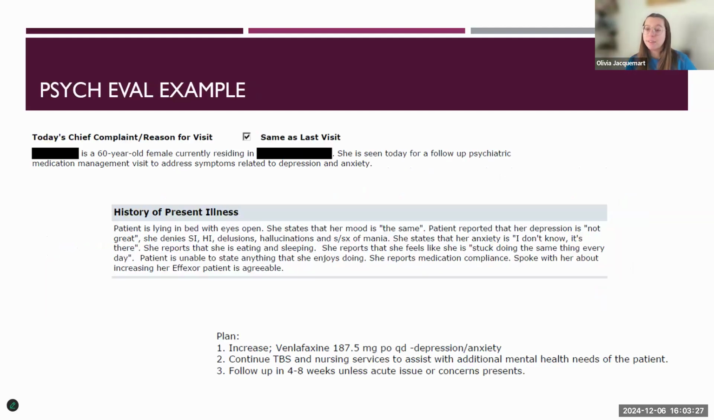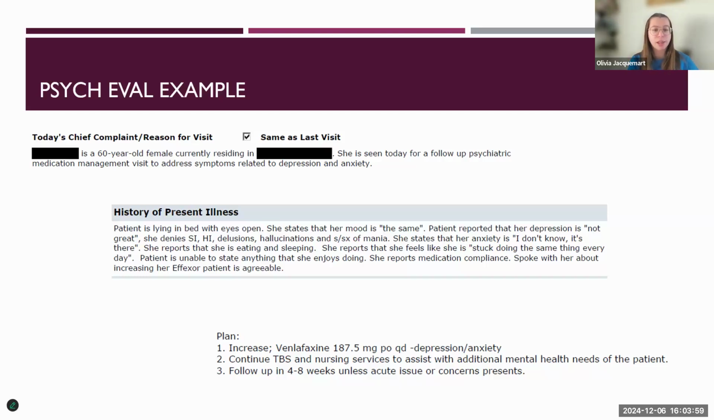We have the example of a psych eval as well. So here is the updated psych eval. We can see that next to today's chief complaint is marked as the same as last visit. So their blank client is a 60-year-old female currently residing in a facility or group home, their own apartment, wherever it may be. She's seen today for a follow-up psychiatric medication management visit to address symptoms related to depression and anxiety. So there we have the history.